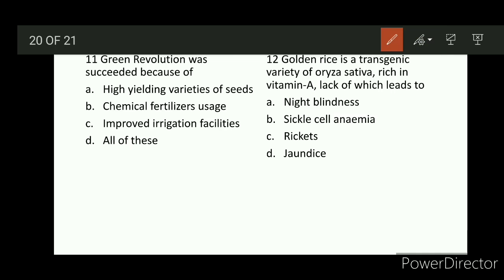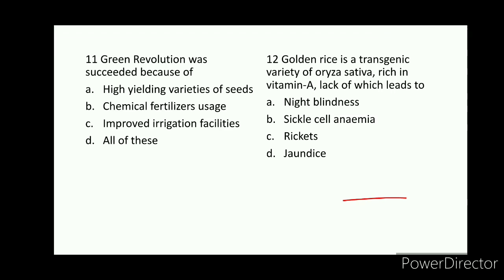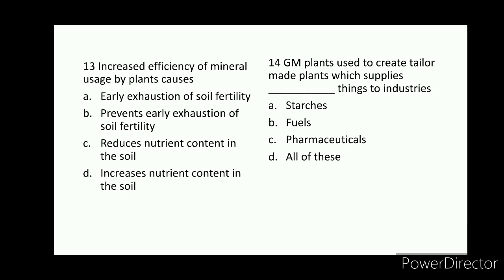Moving on to the next question, that is question number 13. Increased efficiency of mineral usage by plants causes: A, early exhaustion of soil fertility. Option B, prevents early exhaustion of soil fertility. C, reduces nutrient content in the soil. D, increases nutrient content in the soil.